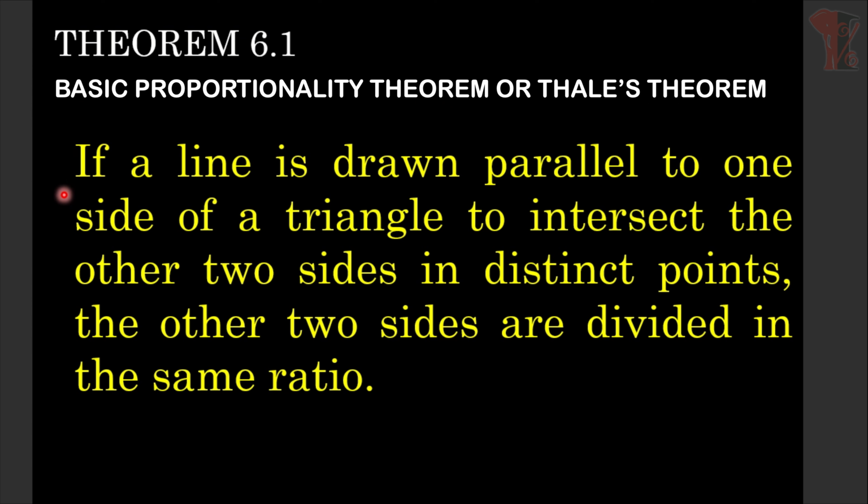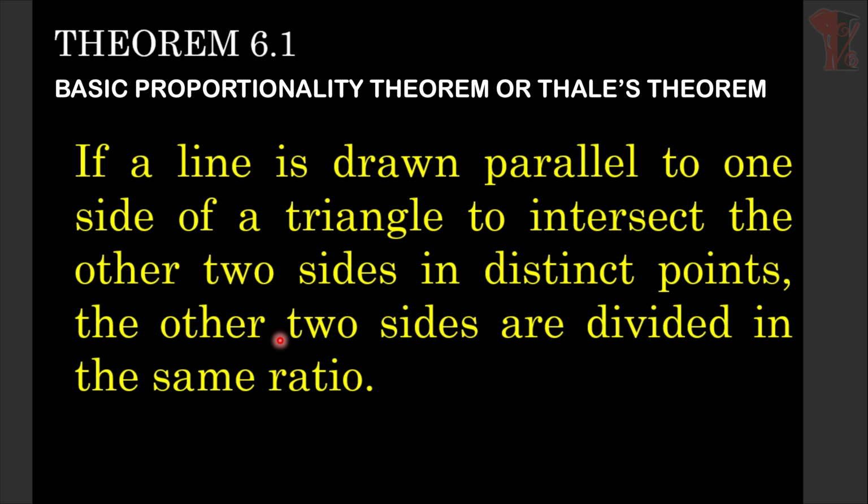What does it say? If a line is drawn parallel to one side of a triangle to intersect the other two sides in distinct points, the other two sides are divided in the same ratio. That means there is a triangle, and in that triangle we are going to draw one parallel line. When you draw that parallel line, it intersects the other two sides in two distinct points, and the sides which are divided by that parallel line are in the same ratio.